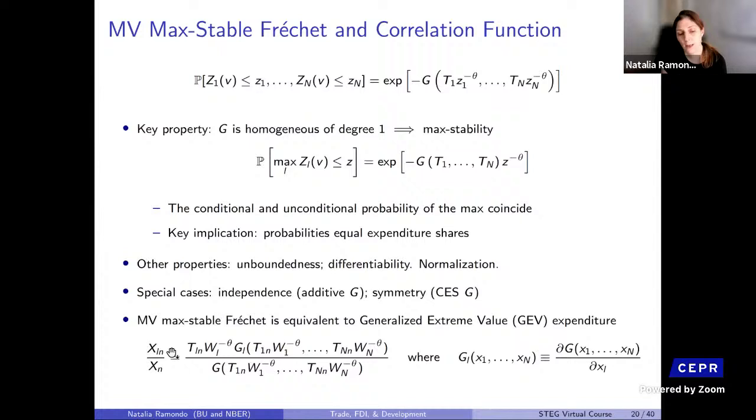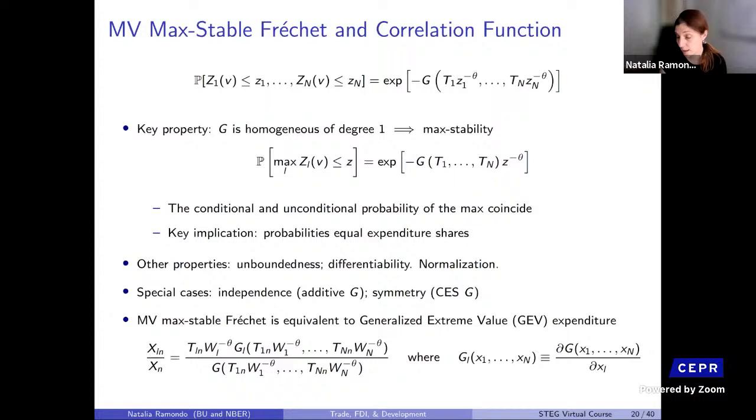Okay, so trade shares have this form where you have the scales here, the unit costs, and then you have the G function aggregating those unit cost indices, and then this G_i is the first derivative of that function. So this is the form of GEV. Think about EK, when we have independence, so we have an additive G. G here is a summation, that's what we had there, and the derivative is one, right? So this term goes away. So you get your CES import demand system as in EK, as in Arkolakis, Costinot, Rodriguez-Clare.